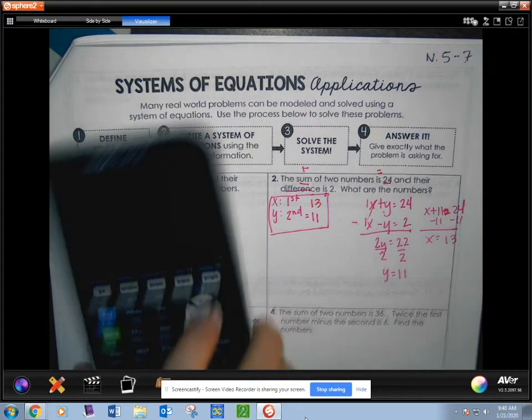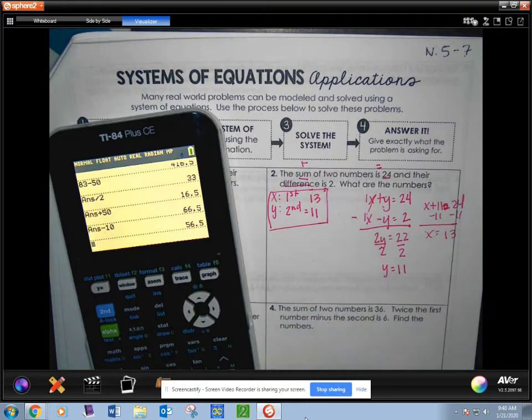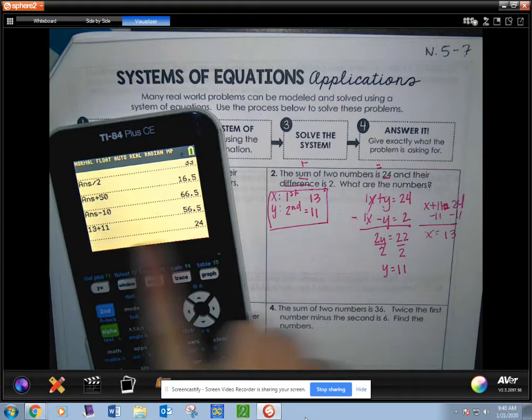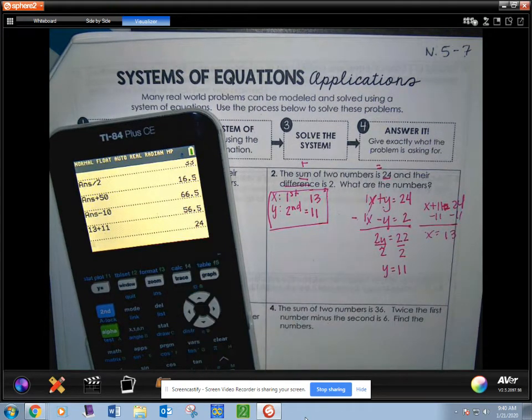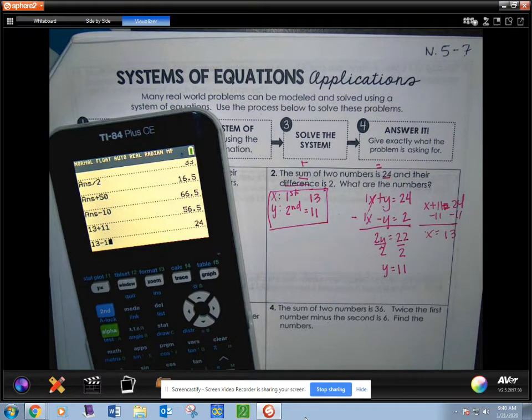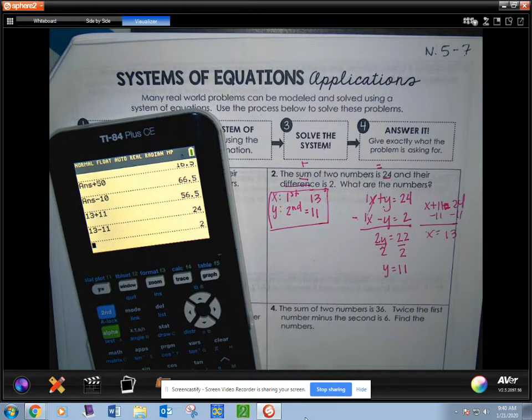Now to check it, you can easily just plug it in. X was 13, y was 11. If I add them, I should get 24. If I subtract them, I should get 2, which I do.